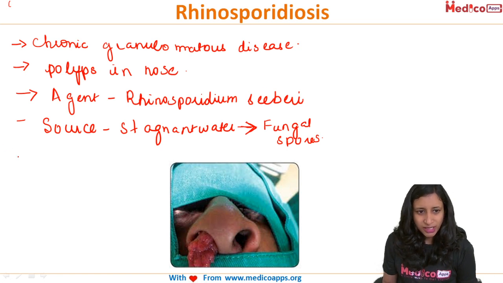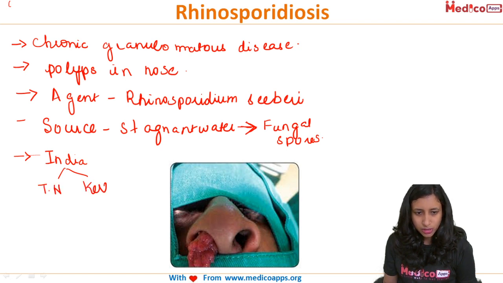Now this is very, very commonly seen in tropical countries. Mostly it is seen in Sri Lanka and India. So in India it is commonly seen in Tamil Nadu and Kerala. You also get to see them in various other places, but Tamil Nadu and Kerala are the most important ones to remember. It's also very commonly seen in Sri Lanka.